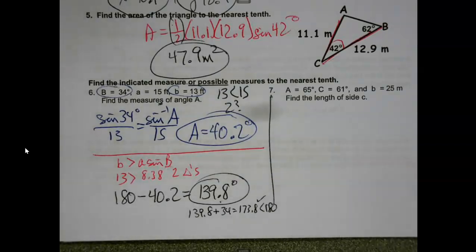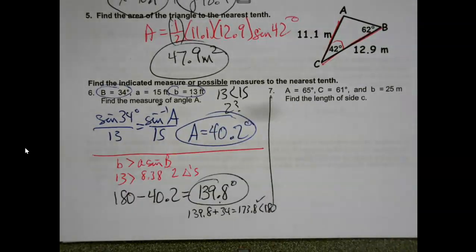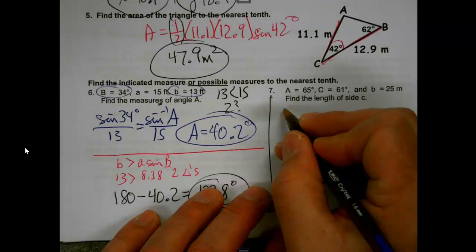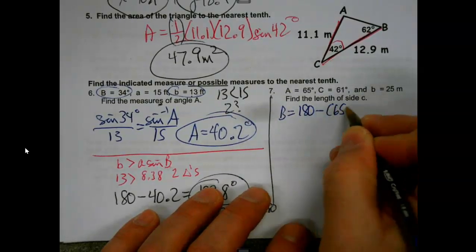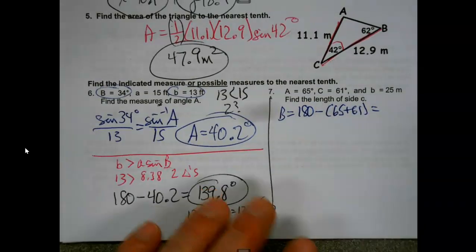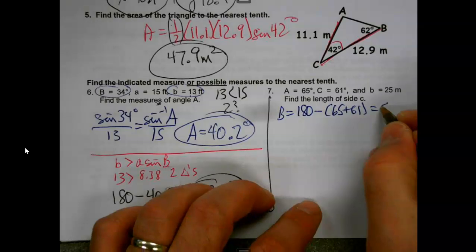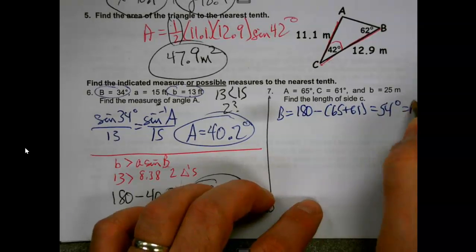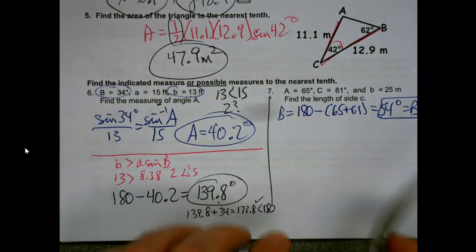Okay, let's find C. Wait, we don't have anything that matches. That's not a problem. To find B, we already know what two of the other ones are. So 180 minus 126 is 54. That's B. But that's not the answer. We want to find C.